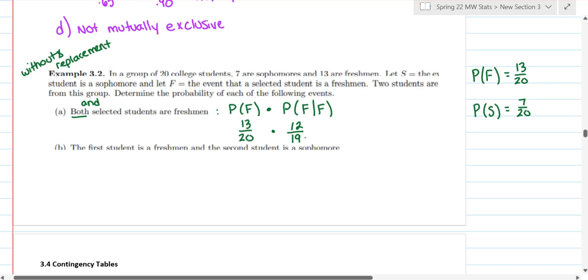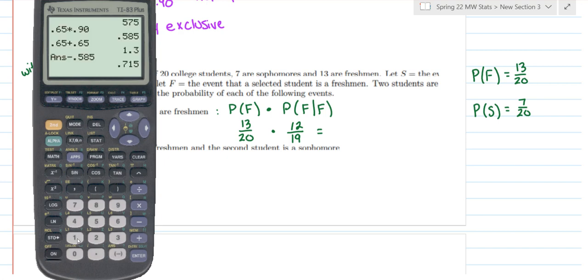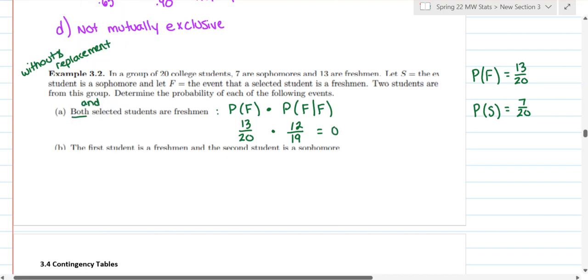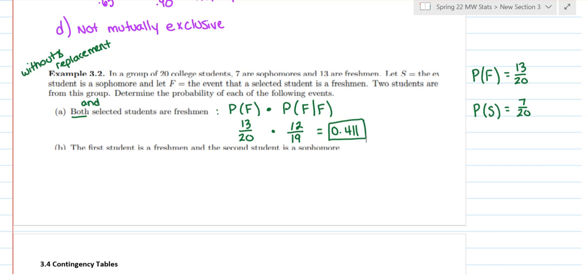Okay, so now we would just multiply these two. So we just multiply straight across. 13 times 12 is 156, 20 times 19 is 380. So we'll do 156 divided by 380. And that's going to be 0.411. Yeah, 3 decimal places here.